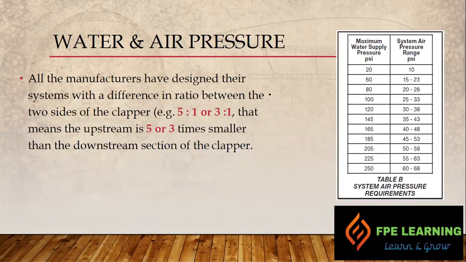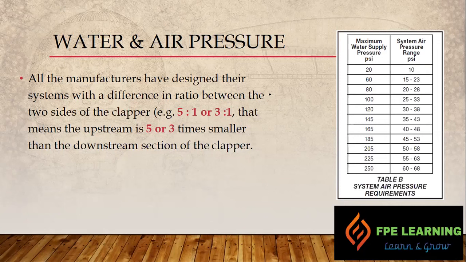Now, how to maintain the air pressure and water pressure? Water pressure is below the clapper and air pressure is above the clapper. This data we can normally get from the manufacturer data sheet. If you are buying the dry pipe valve, they will give the data sheet and they will recommend how to maintain air to water ratios. Normally it is around 5 to 1 or 3 to 1.